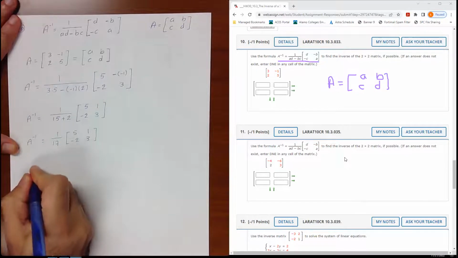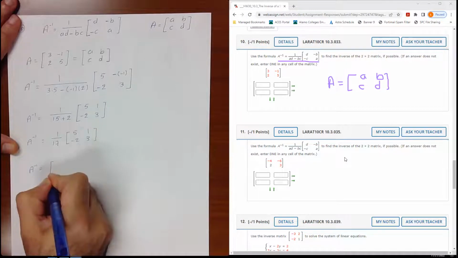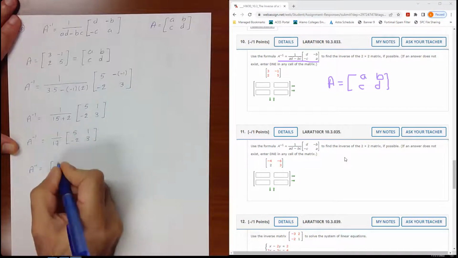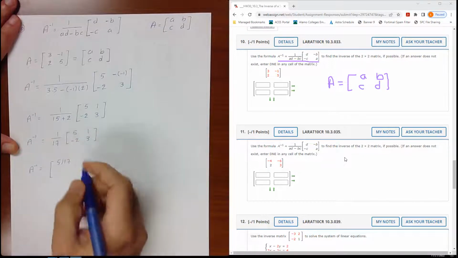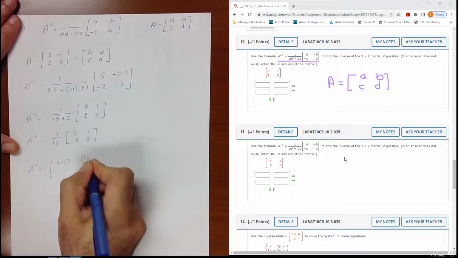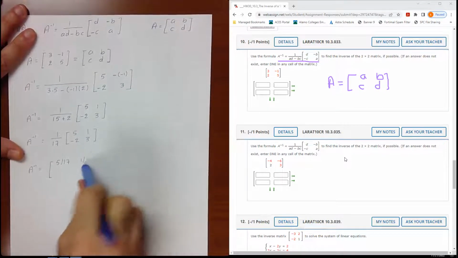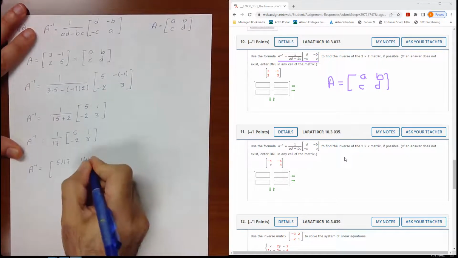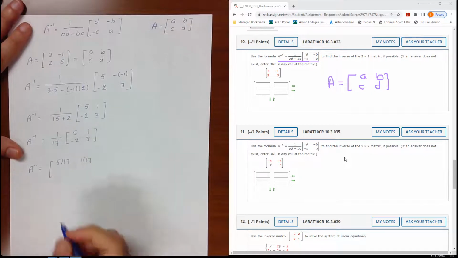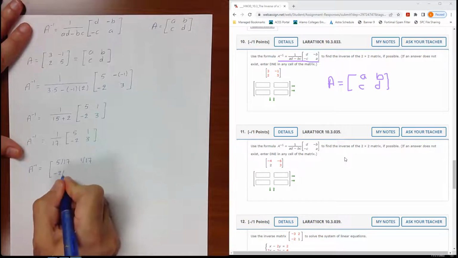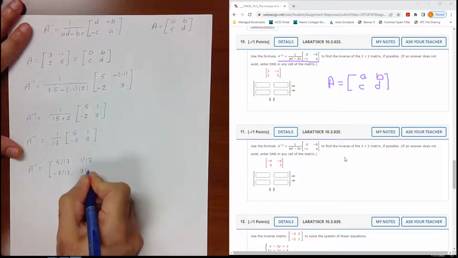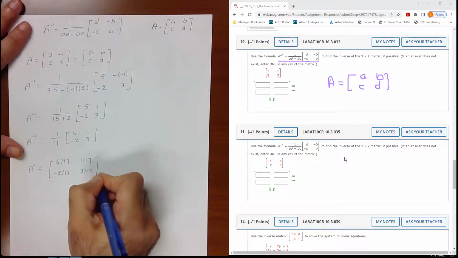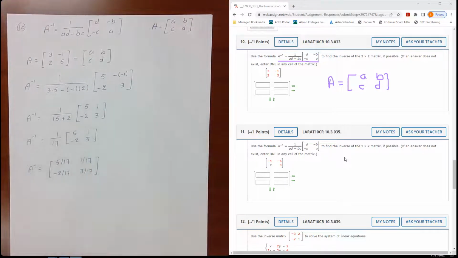That means the inverse is going to be 1 over 17 times 5. So it's going to be 5 over 17. 1 over 17 times 1 is going to be 1 over 17. 1 over 17 times negative 2 is going to be negative 2 over 17. And 1 over 17 times 3 is going to be 3 over 17. So this is the inverse for the matrix A by using this formula.